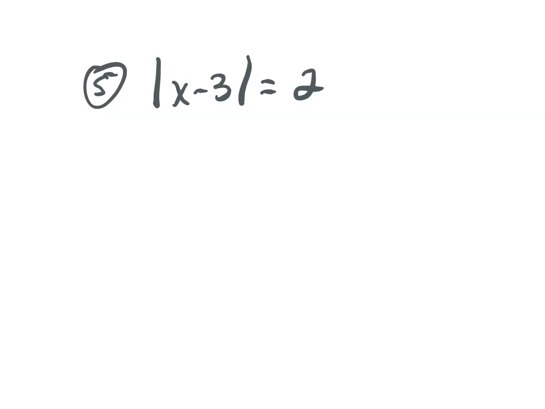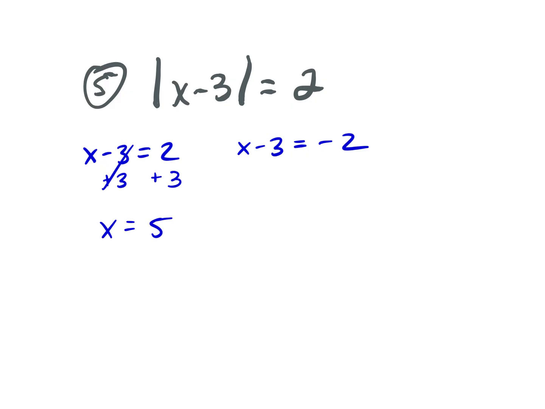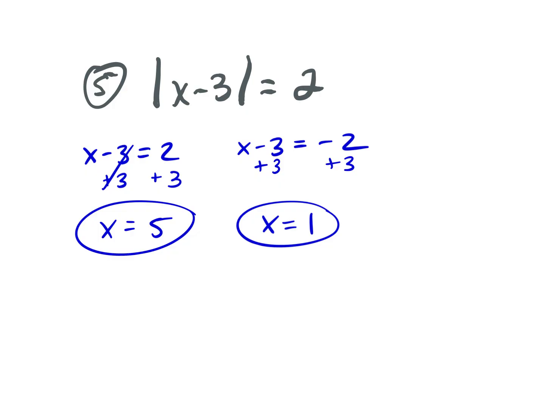So number 5, same thing. Our absolute value is all by itself now, so we can split it. x minus 3 equals 2. And x minus 3 equals what? -2. So what would we do to solve? Add 3. So x equals, and then same thing with the other one. We're going to add 3. So x equals, perfect. So x equals 5 and 1.